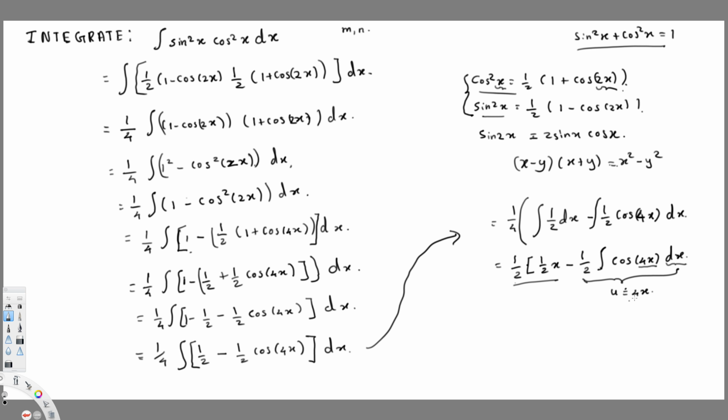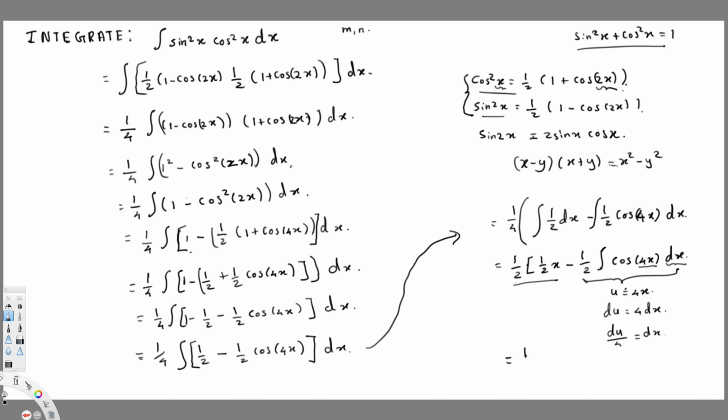So what I can do is take the derivative of this one. So du is going to be 4 dx, right? This is going to be the derivative. Since this is just dx, I have to write this one in terms of dx. So du by 4 is equal to dx. Now I can write this whole function in terms of u.